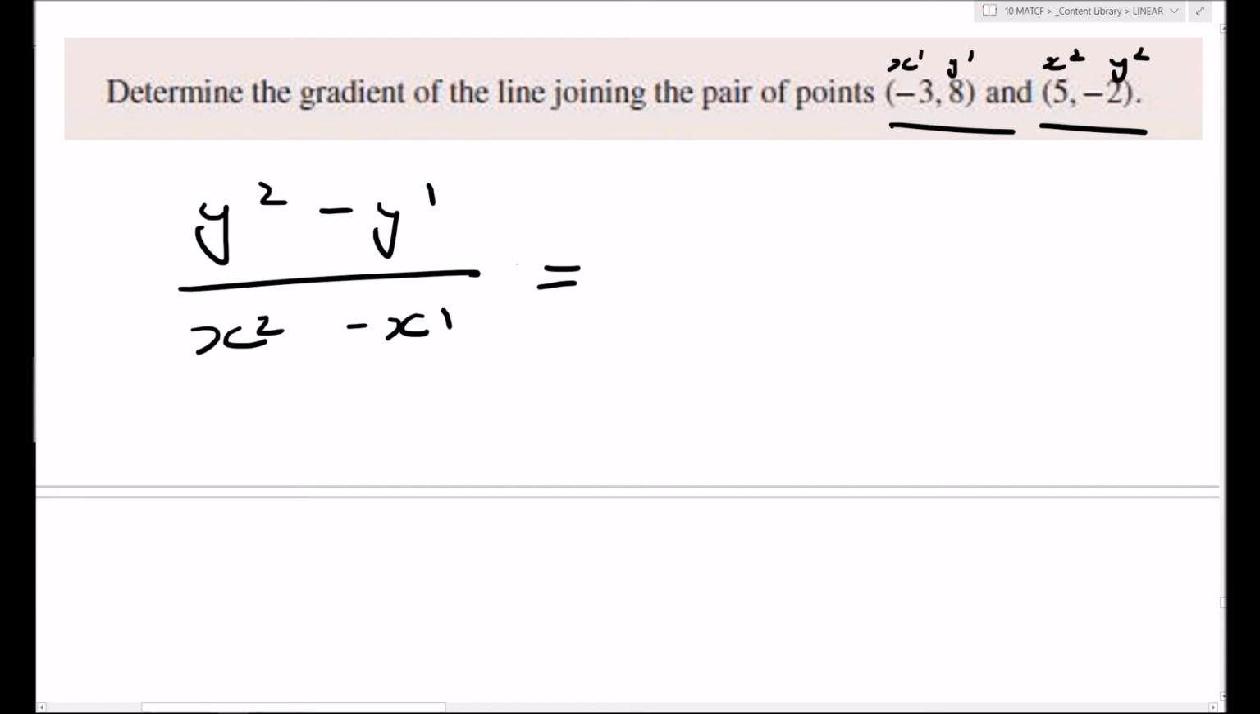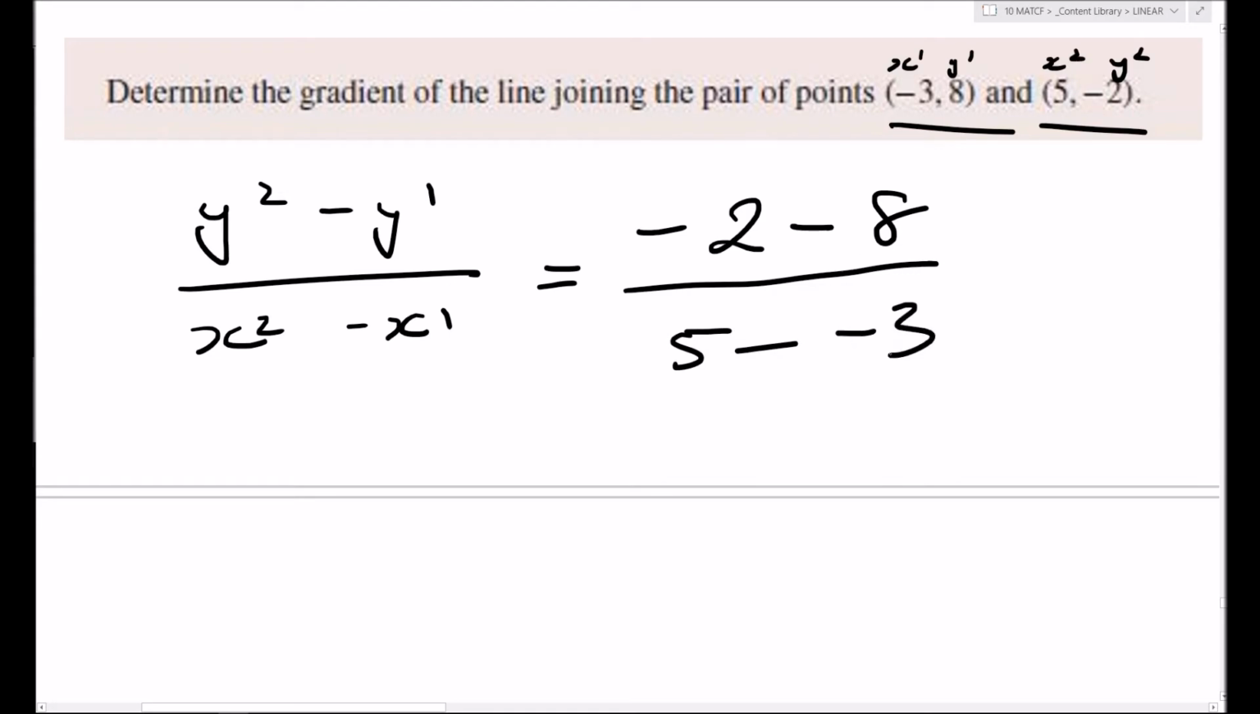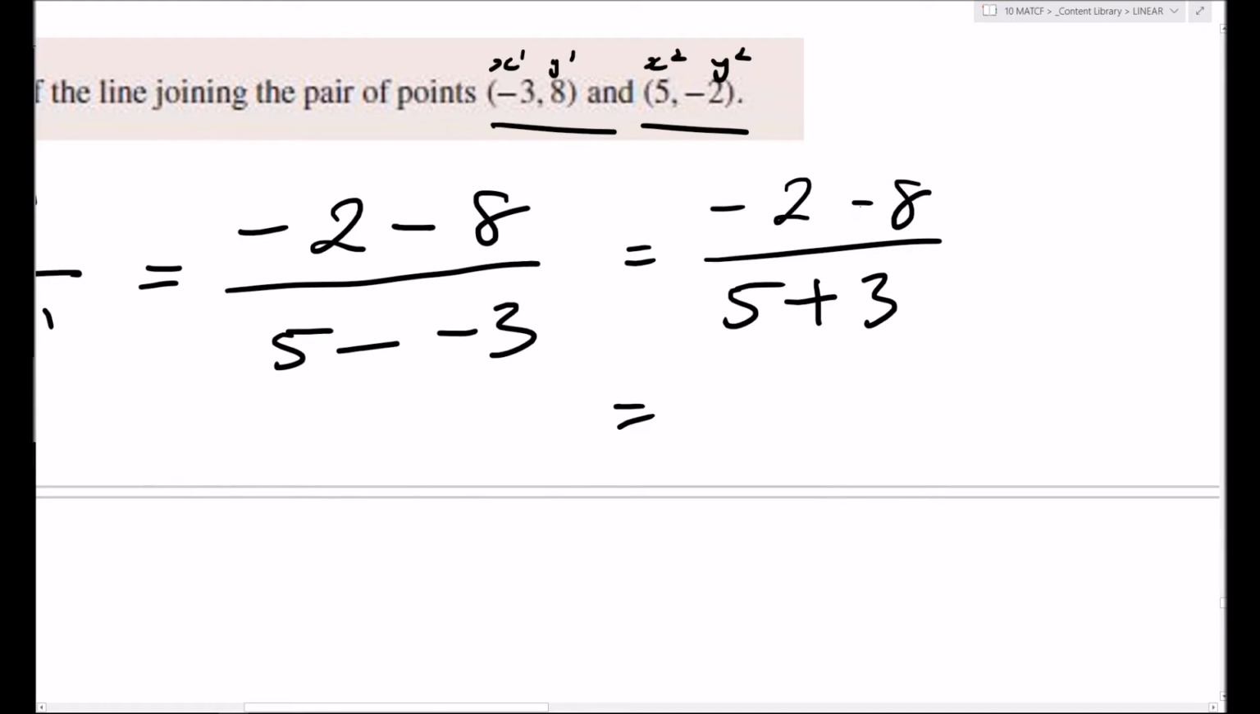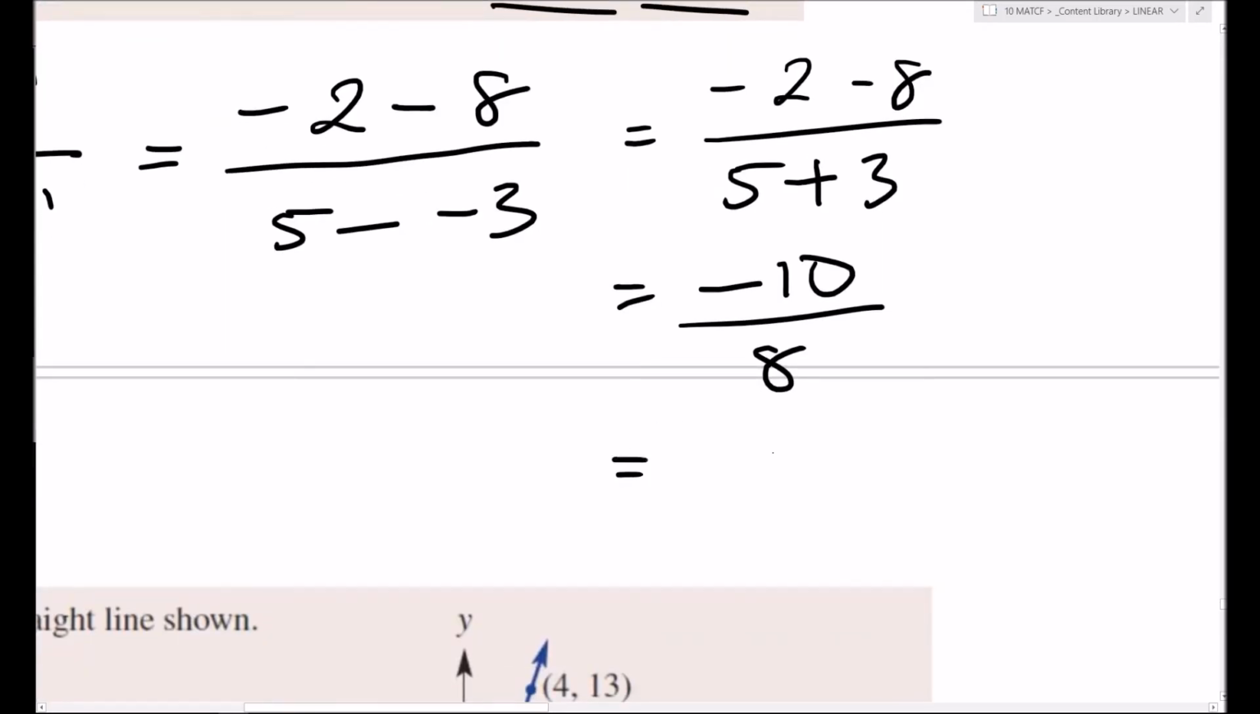All right, let's substitute that into my formula. So y2 is -2, take away y1, which is 8, over x2, which is 5, take away x1, which is -3. Okay, so watch out for those negatives here. I'll rewrite this so it's all proper. When you have two negatives, it becomes a positive, like that. So you're left with, let's evaluate this, -2 minus 8 equals -10 over 8. Evaluating that further gives you -5 over 4. And there's your gradient.